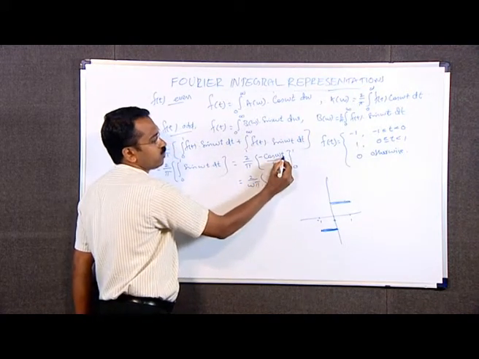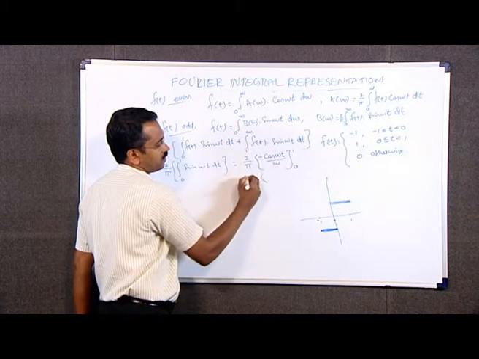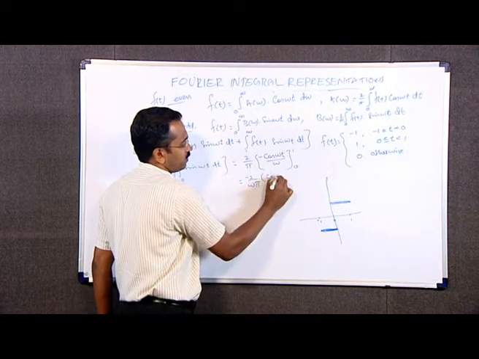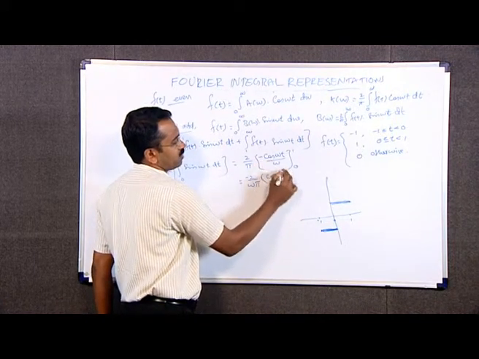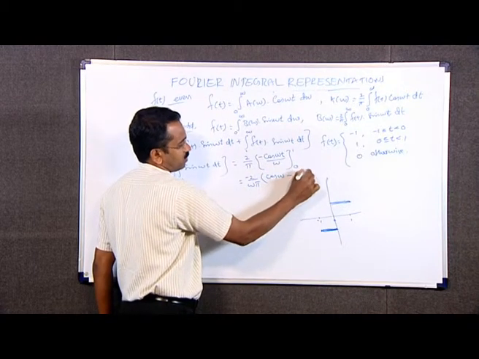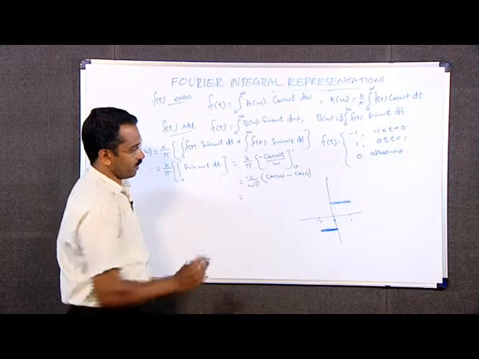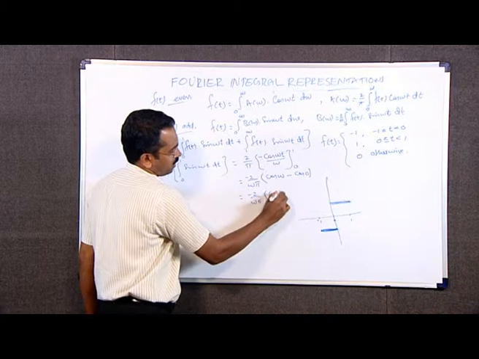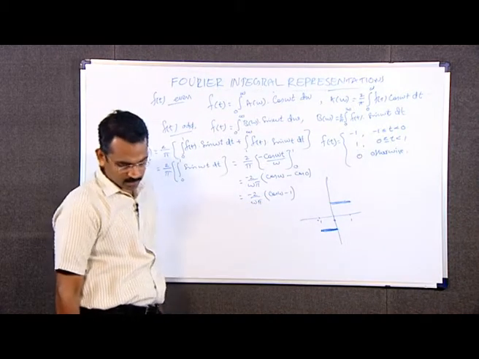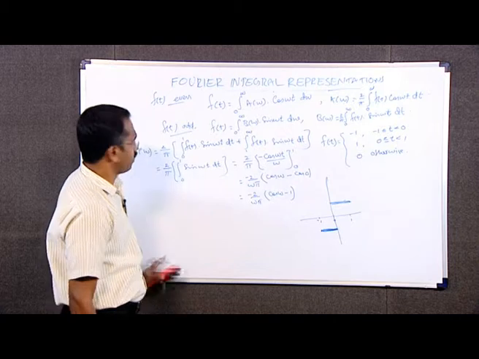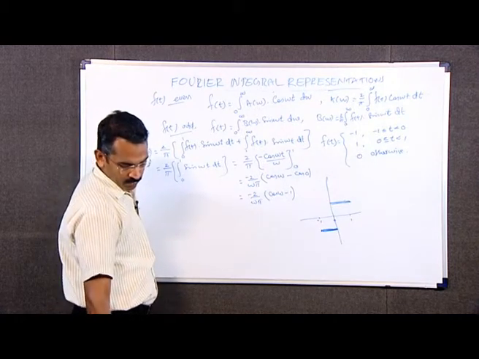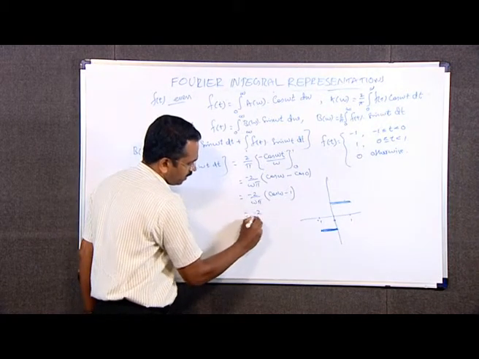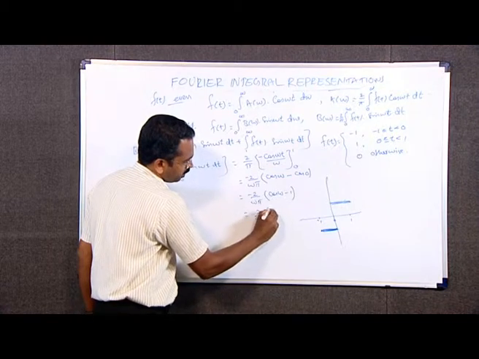This is equal to 2 by omega pi, and the negative sign can be taken outside: cos omega when t equal to 1, minus cos 0, which is 1, when t equal to 0. That is, minus 2 by omega pi into cos omega minus 1. This is the value of b omega. This can be written as 2 by omega pi into 1 minus cos omega.